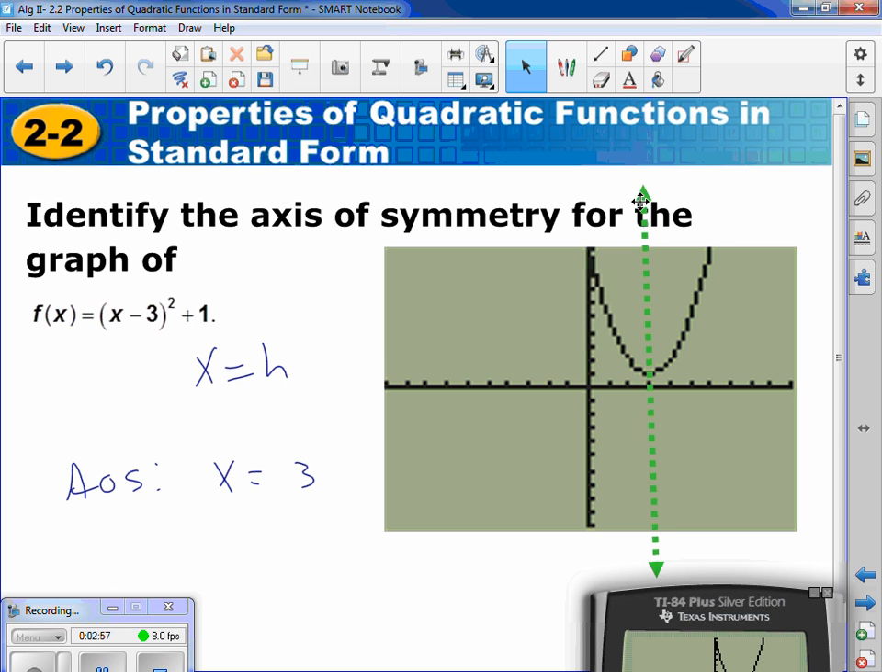The axis of symmetry always is going to pass through this point down here. What is this point called? What's this point down here called? Vertex.